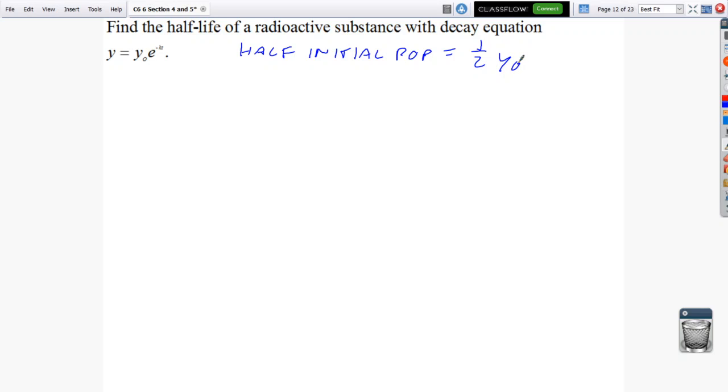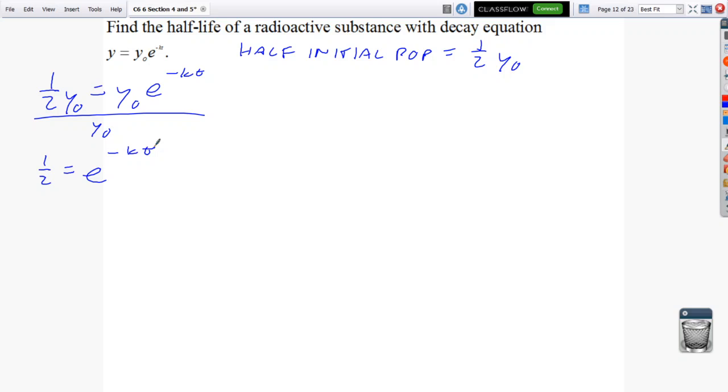So in order to find out how long it takes to produce half of the initial population, you take your population and call it half y naught. So half y naught is equal to y naught e to the negative kt. Now to figure out this formula for the half-life, we just need to figure out what t is. So starting off, I can divide by y naught. Dividing by y naught gives me half is equal to e to the negative kt.